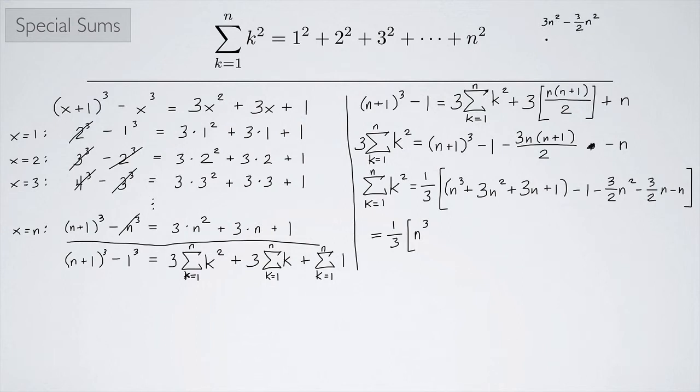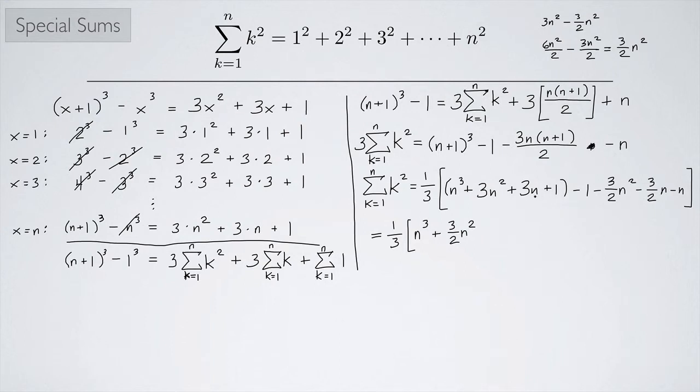And I need a common denominator here. So I need to multiply this by 2. So this would be 6n squared over 2 minus 3n squared over 2. And 6 minus 3 is 3. So this is 3 halves n squared. So I get plus 3 halves n squared.